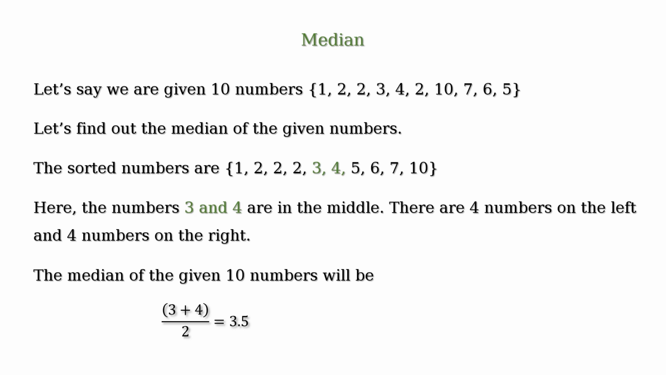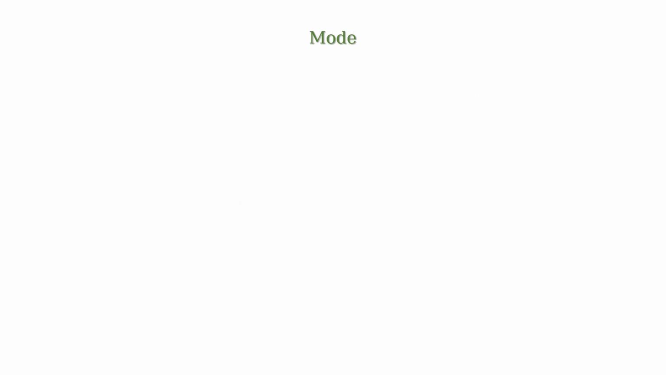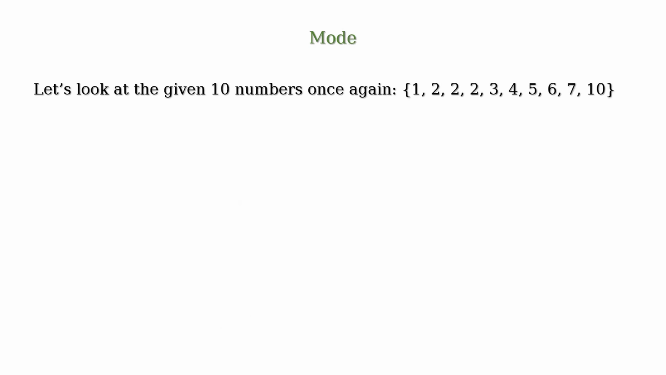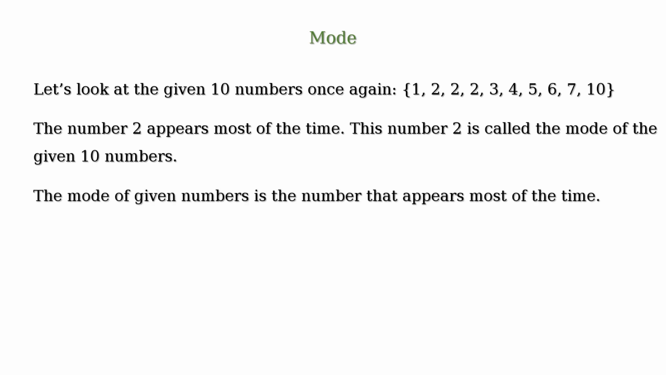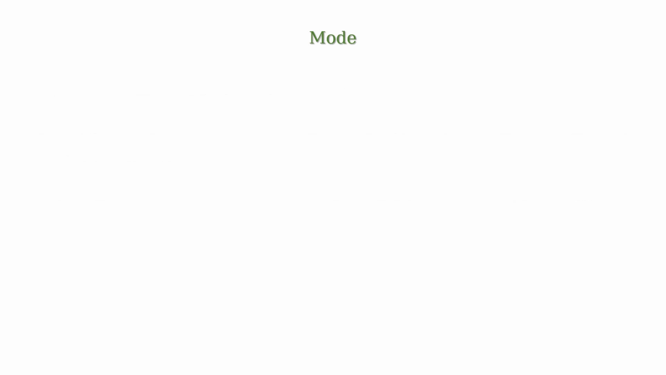Now, let's look at the given 10 numbers once again. They are 1, 2, 2, 2, 3, 4, 5, 6, 7 and 10. Here, the number 2 appears most of the time. This number 2 is called the mode of the given 10 numbers. In other words, the mode of given numbers is the number that appears most of the time. Please note that there can be more than one mode in a data.